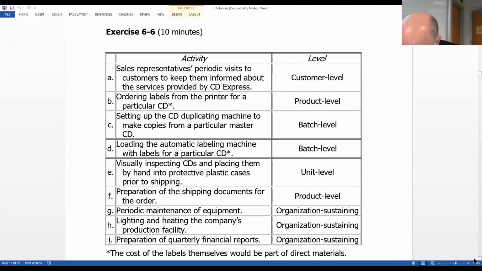B, ordering labels from a printer for a particular CD, that would be for a particular product. And C is a batch because you're making copies from a particular thing.